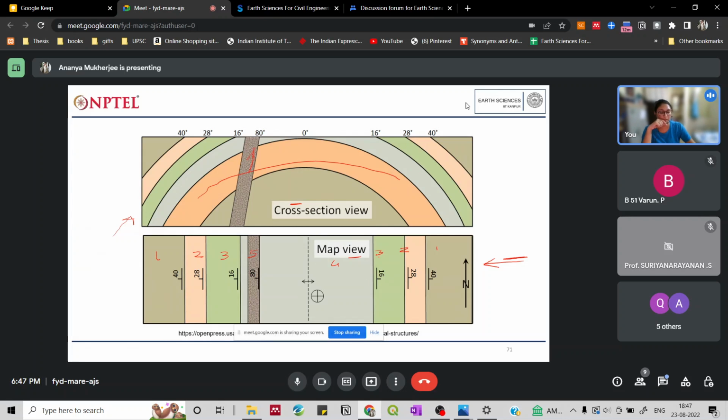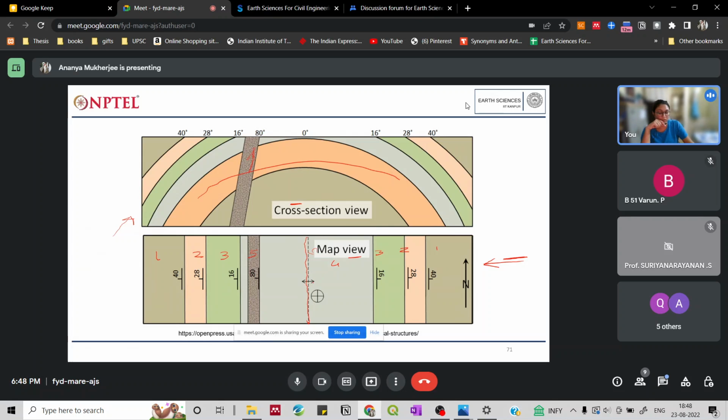So we usually have the map view. Now over here we can see that this is the axial plane of the fold. This is the center of the fold that has been mapped over here. Why? Because, as I said, we are experiencing 1, 2, 3, 4, then the 4 is continuing, and then we have a very different kind of rock in the form of a dike. Then you have the third again repeating, second again, and first. That is why we can point out that there is an axis in between, and this is a folded structure.